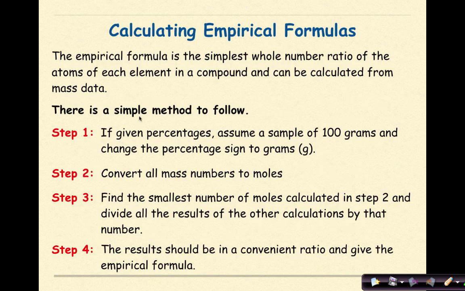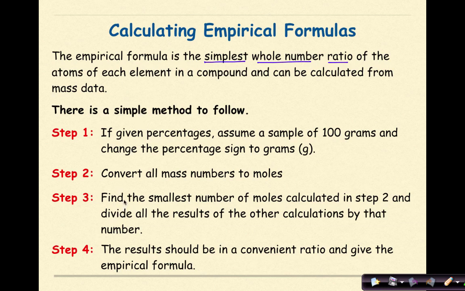Now let's go on to calculating empirical formulas. The empirical formula is the simplest whole number ratio of the atoms of each element in a compound and can be calculated from mass data. There is a simple method to follow, and we're going to go through the steps, and then I'm going to show you an example.